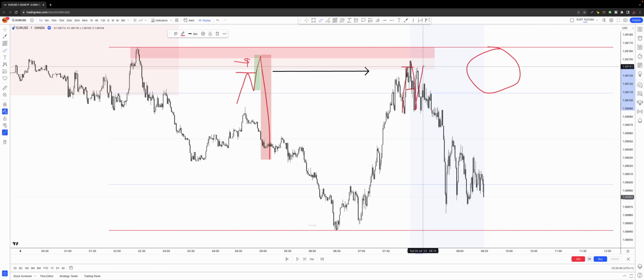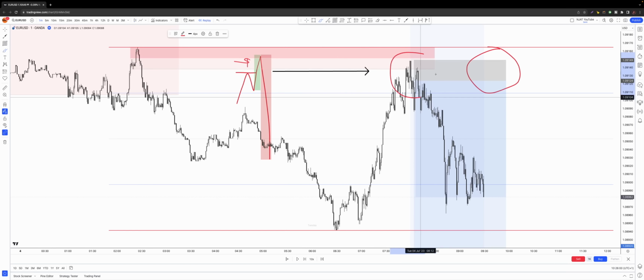Stop would have been above the high. You could have got a 2.5 pip stop. And of course, we always go for those 1 to 10 risks to rewards. And you can see that this variation of the momentum shift then created that trading opportunity here in the future.